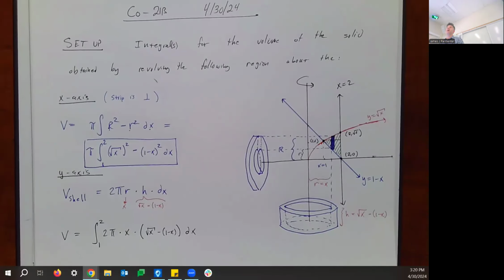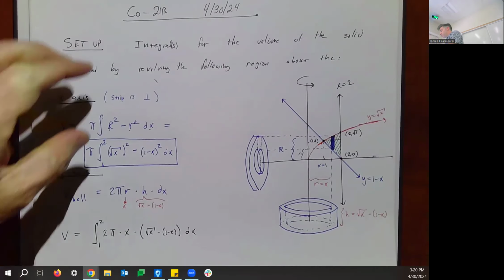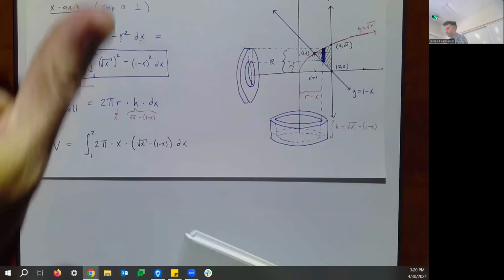Why do we integrate in terms of x with both of them, even though we rotate around the x-axis? The answer is because I wanted to, because it feels easier to me. Now let's do it the other way to see how you do it the other way. I do think it's worth looking.